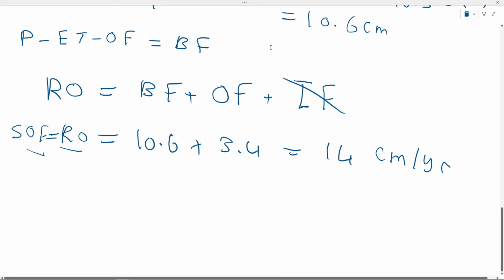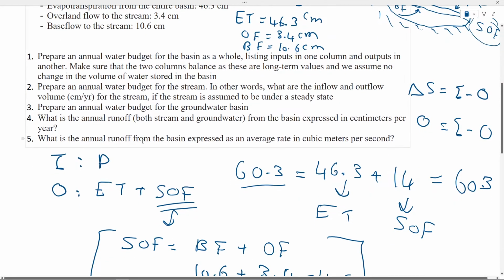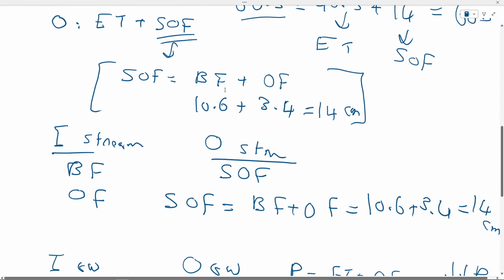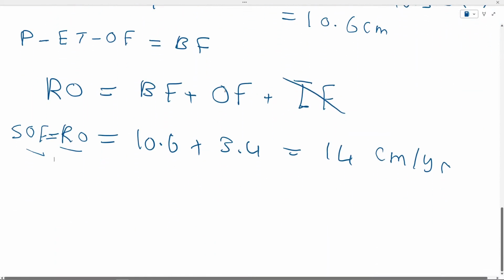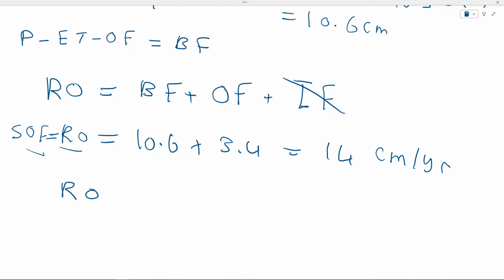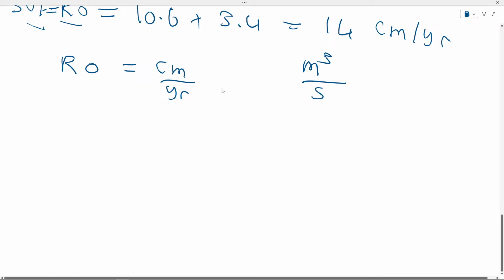Okay. So what is the annual runoff from the basin expressed as the average rate in cubic meter per second? So the volume of runoff. I have this runoff given in centimeter per year, and now I want it not in centimeter per year, but in meter cube per second. So how do we do this? Let's do it again. That's a good exercise, good practice for your homework.